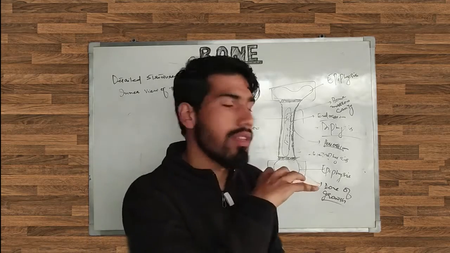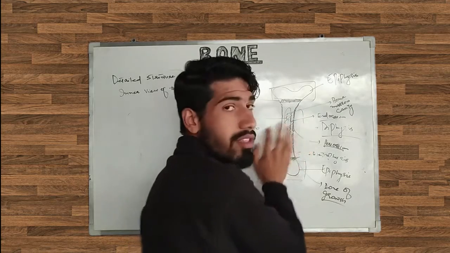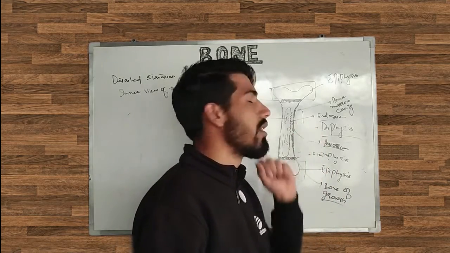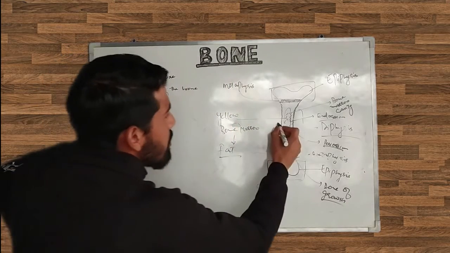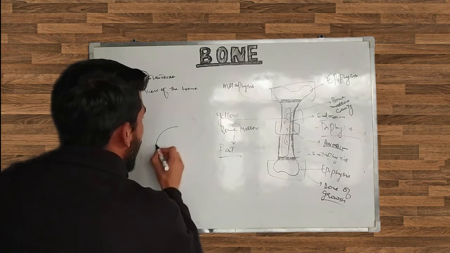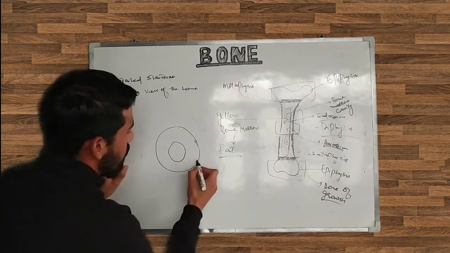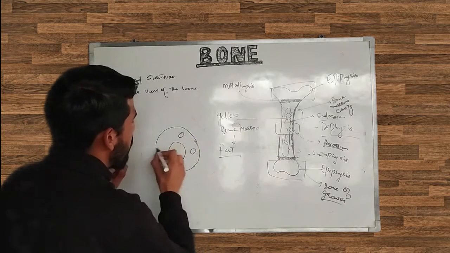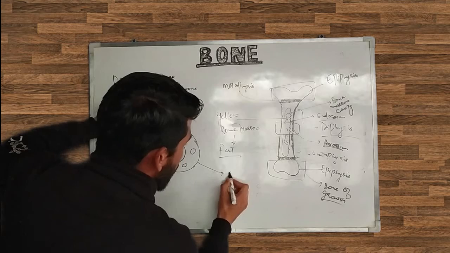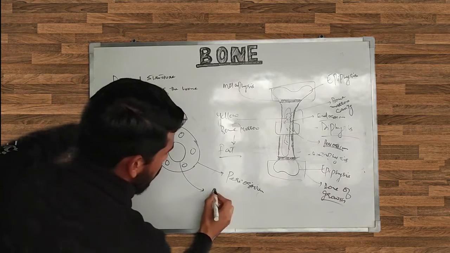Now we will go inside the bone and see what is present in this space, on the inner side of the bone. I will cut this part of the bone and we will draw it here. That is the cut part, okay? This is the cut part of the bone, and this layer is called periosteum, and this layer is called endosteum.